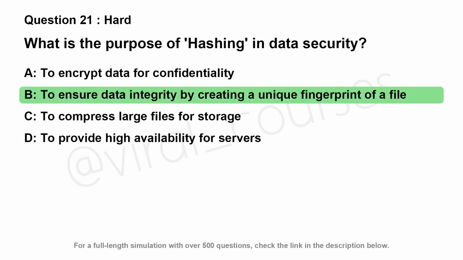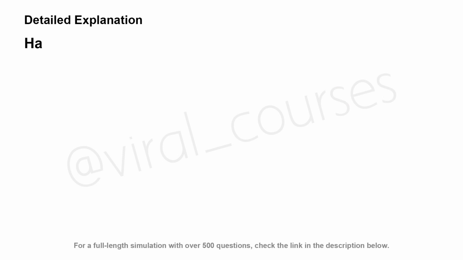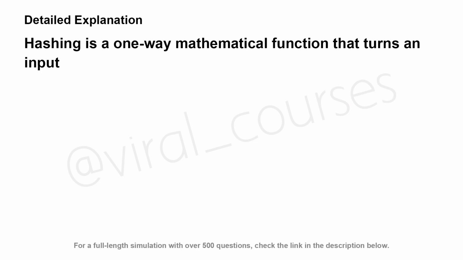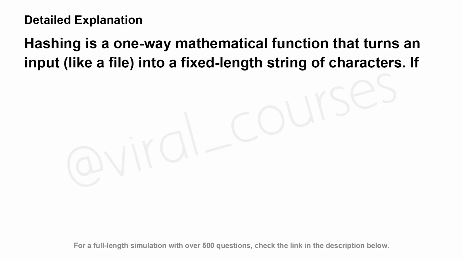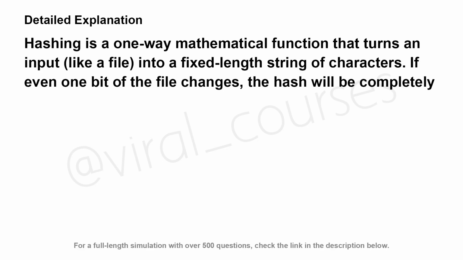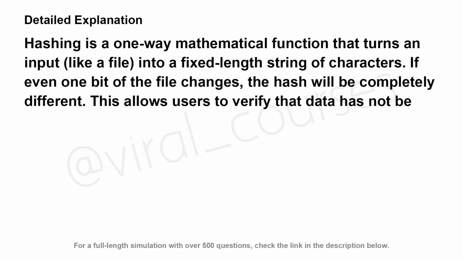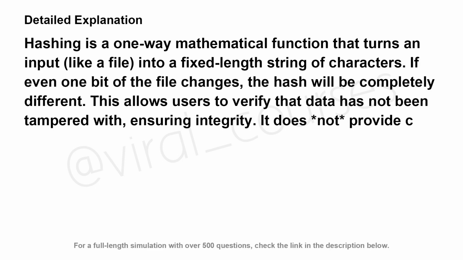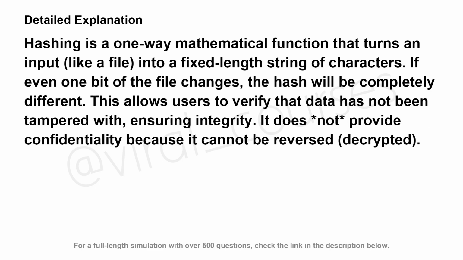The correct answer is B. Hashing is a one-way mathematical function that turns an input, like a file, into a fixed-length string of characters. If even one bit of the file changes, the hash will be completely different. This allows users to verify that data has not been tampered with, ensuring integrity. It does not provide confidentiality because it cannot be reversed, decrypted.